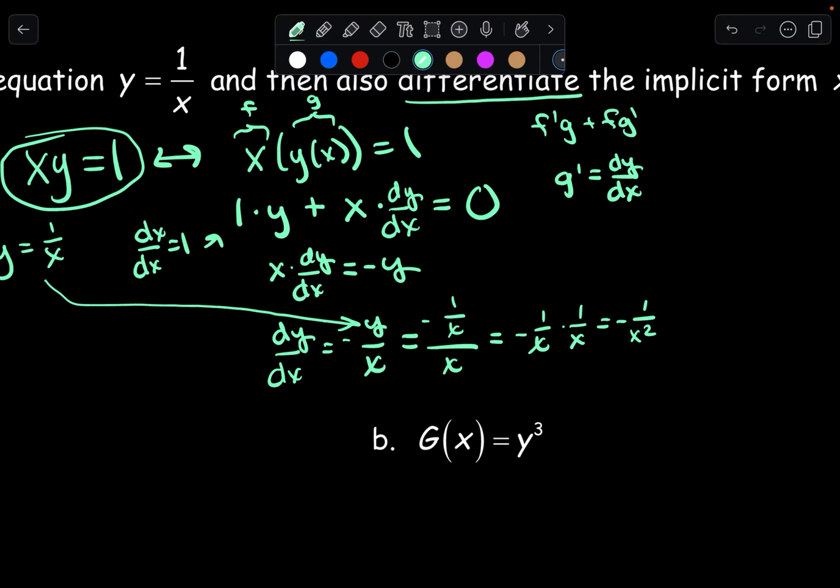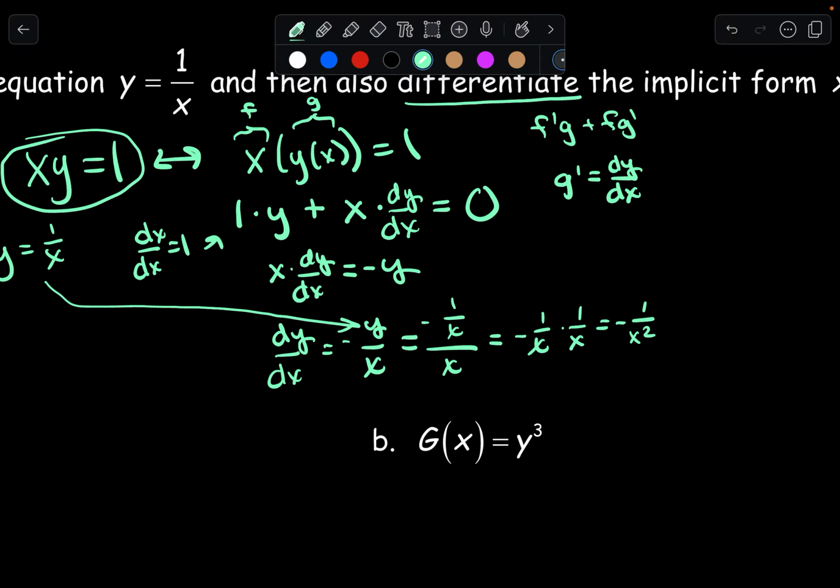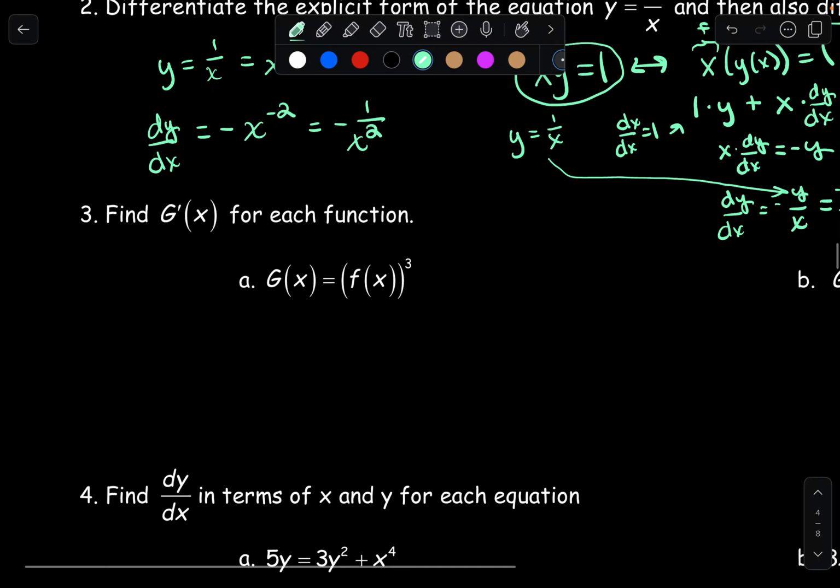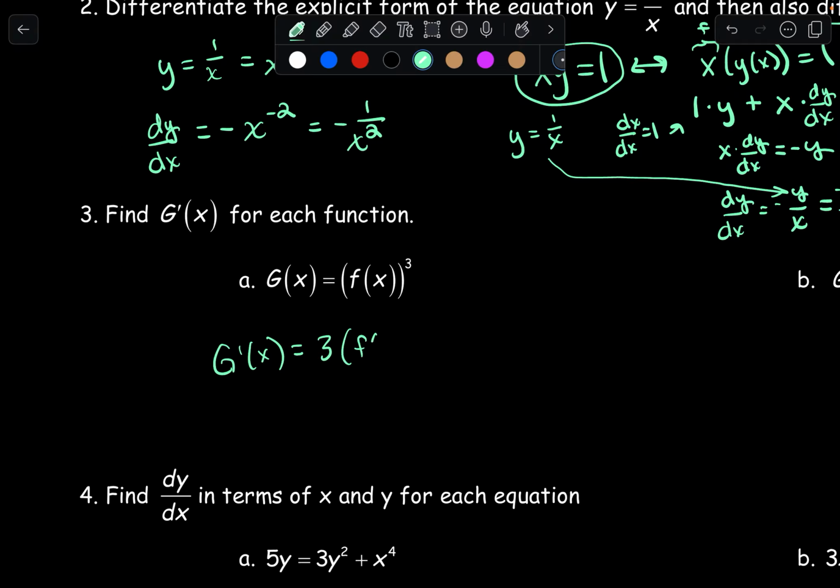Okay, so this is how implicit differentiation works, right? So let's take a look at a couple more examples. Number 3 says find g prime of x for each function. Okay, so this is just another chain rule exercise. So g prime of x, we're going to bring down the 3, the power, and then we have f of x, and then we go down a degree to 2. All right, so the inner function is f of x, so we're going to multiply with the derivative of that, which is f prime of x.